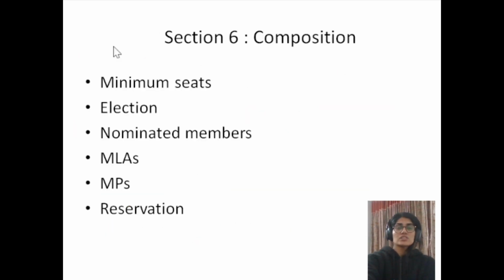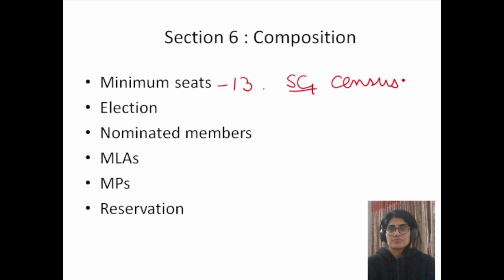Then section number 6 talks about the composition, कि उसके member कौन कौन होंगे कैसे कैसे होंगे. So first of all, there would be a minimum of 13 seats and these seats could be changed by the state government after every census. It also tells that as far as possible, there would be direct election for the members. It also says that there could be nominated members having special knowledge and experience in municipal administration.